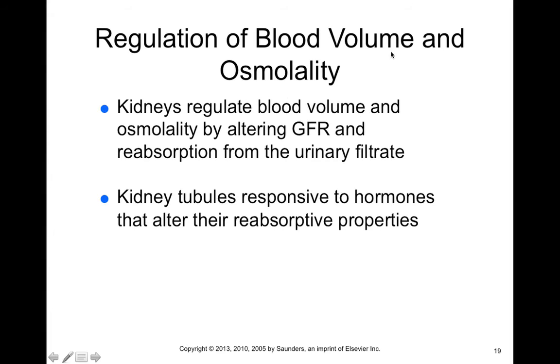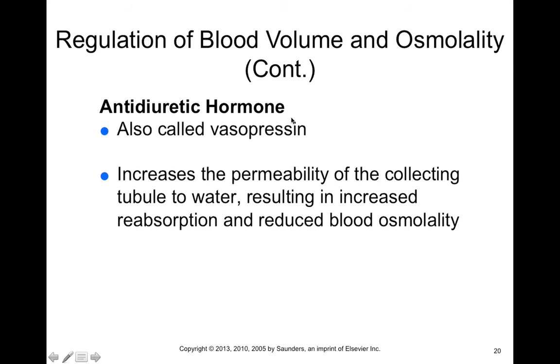Now, we know the kidneys also regulate blood volume and osmolality, and they can alter osmolality by altering GFR, which can alter the reabsorption time from filtrate. The way this occurs is that our kidney tubules are responsive to various hormones that are used to regulate osmolality, or basically electrolyte balance in our bloodstream. So the first one we'll talk about is antidiuretic hormone, or ADH, also called vasopressin.